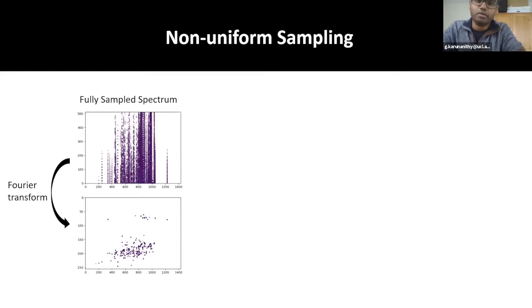Normally when you do 2D NMR, or 3D or 4D, in 2D NMR you would usually get a fully sampled spectrum. And in 3D also, you'd usually get a fully sampled spectrum. That means you collect all of your points in the indirect dimensions. And if you Fourier transform the direct dimension and leave the indirect dimension as is, you get this interferogram, which you then Fourier transform again, and you get a nice spectrum.